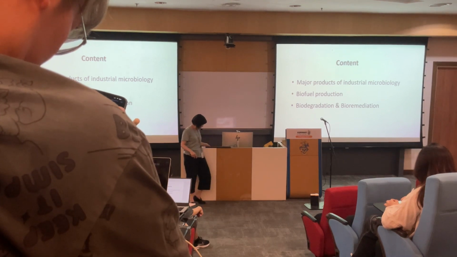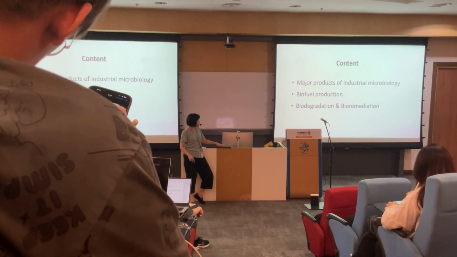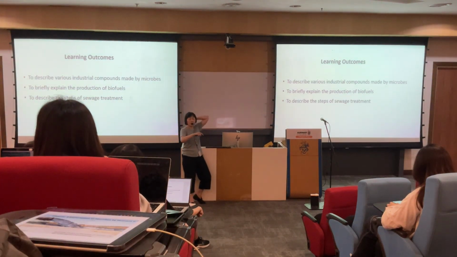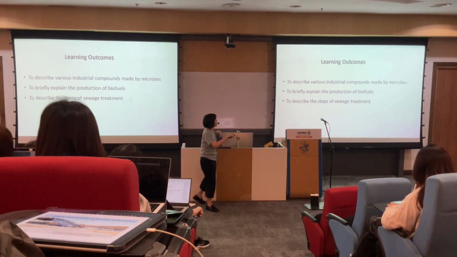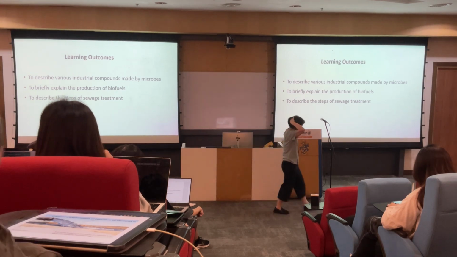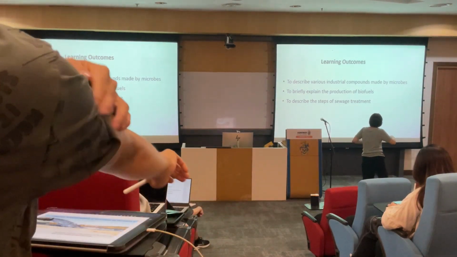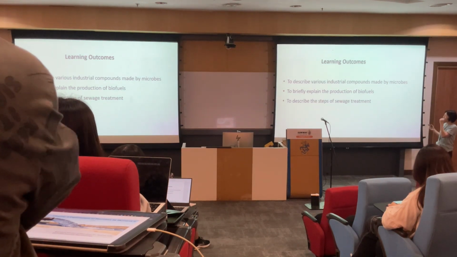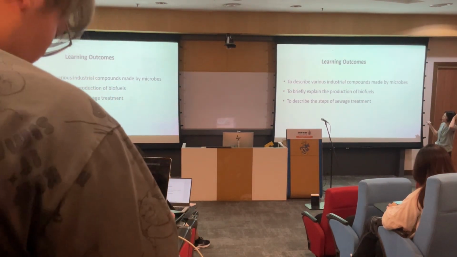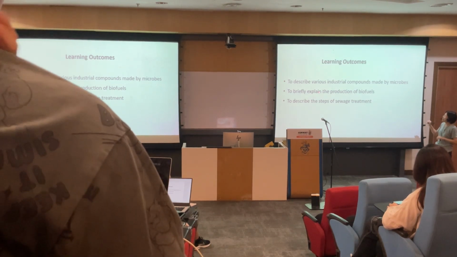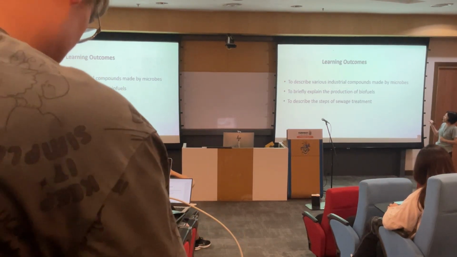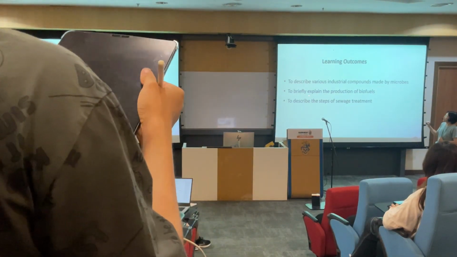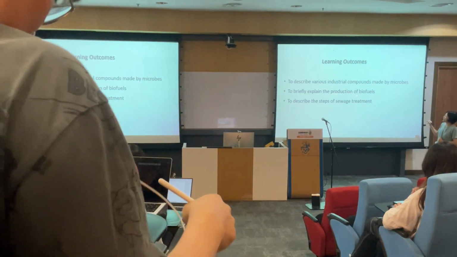Alright, the next one is your learning outcome. It's also based on the content. It's very simple. You need to know what the various industrial products are that utilize microorganisms, and at least you need to describe a few of them, not in great detail, not how you're going to make the process in detail, but you just need to name it and know what kind of microorganism has been used. And then you need to know briefly how biofuel is produced.